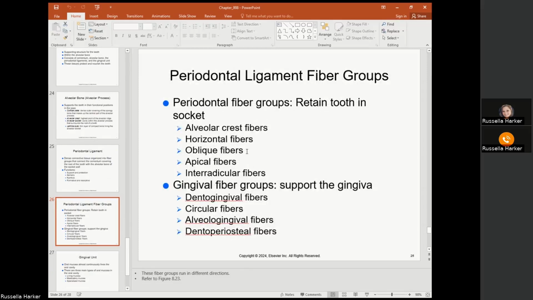These are the fiber groups for the periodontal ligament. And you can refer to figure 8-23 to see how they run in different directions.